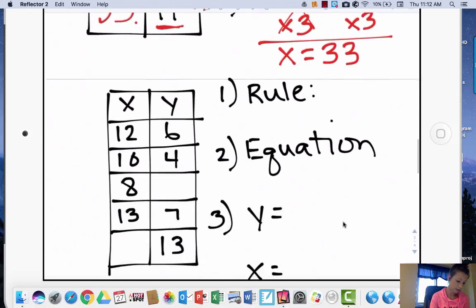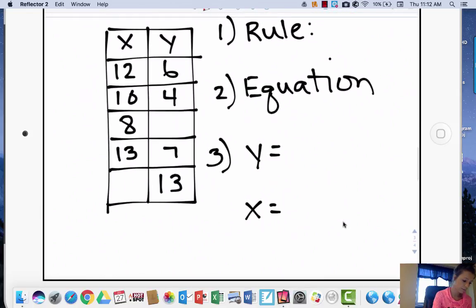All right, last one. We've got when x equals 12, y equals 6. When x is 10, y is 4. When x is 8, we don't know yet. When x is 13, y is 7. And we are missing our x here. Y is 13.